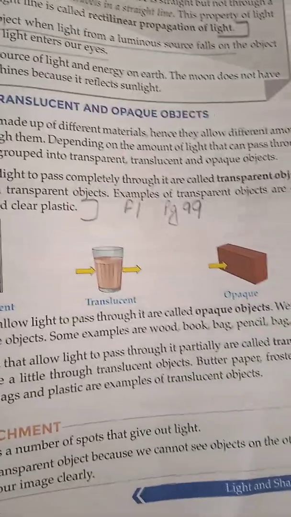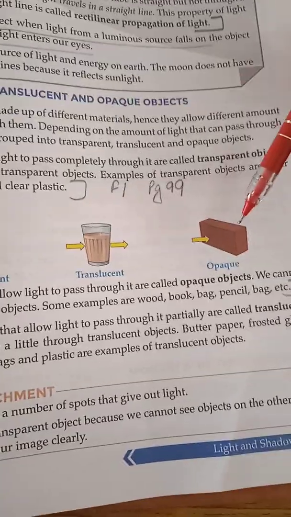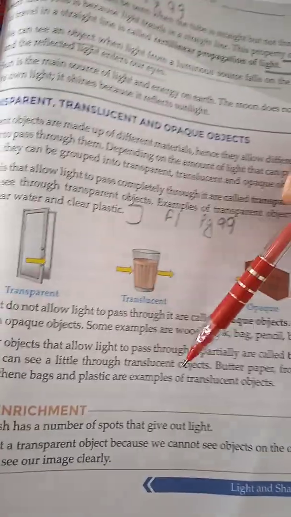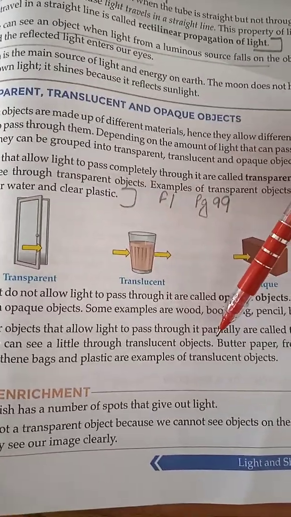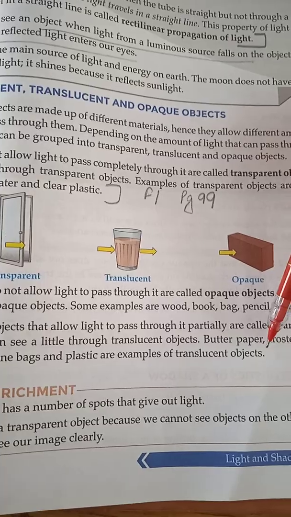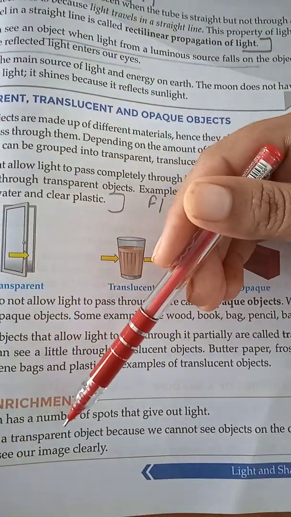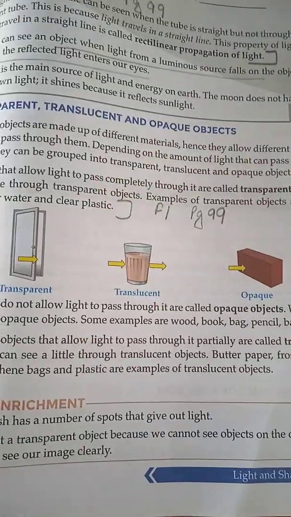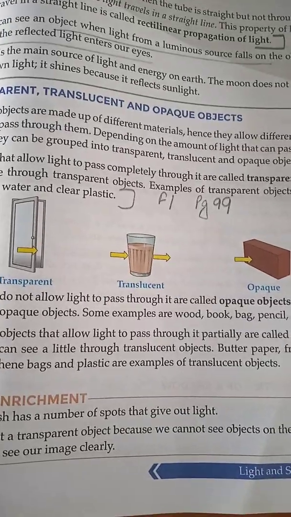Now, translucent objects are the objects which do not allow light to pass completely through them. Light passes through translucent objects partially. For example, butter paper, frosted glass, polythene bags. We can't see clearly the things that are on the other side.